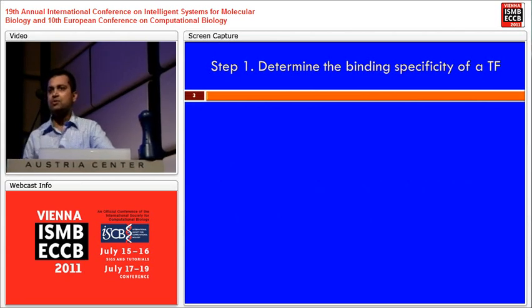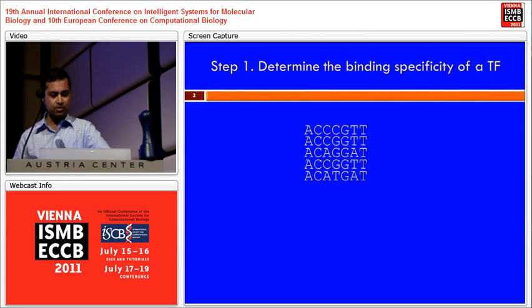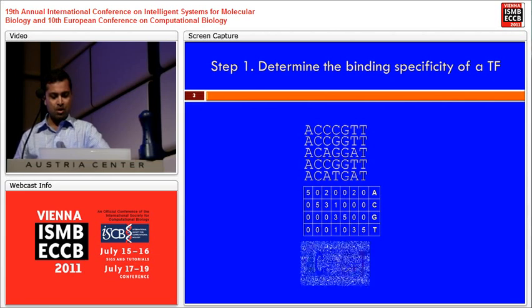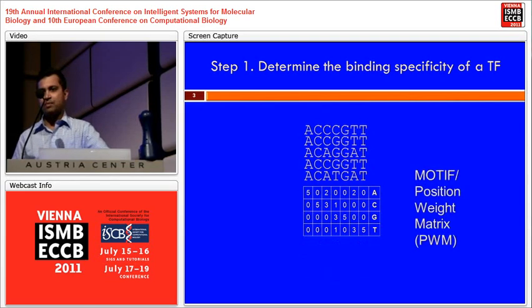So the first step in doing this is to determine the binding preference of the transcription factor. For example, by collecting examples of binding sites and then summarizing their pattern in some sort of a probability or frequency matrix, which is often called a position weight matrix or PWM, also generically called a motif.